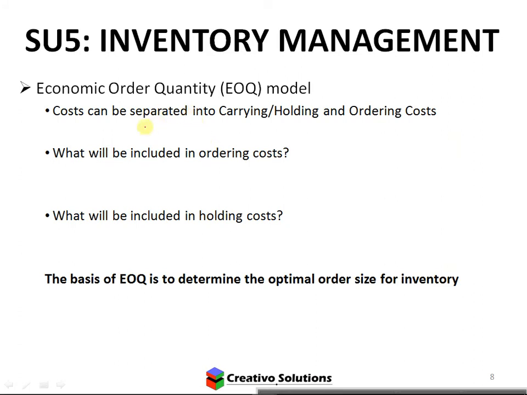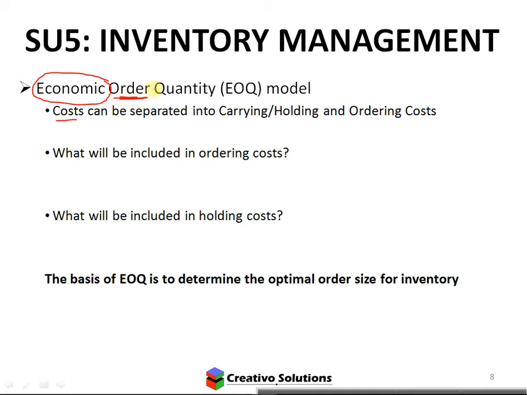So here's the calculation that you need to do. EOQ. What does EOQ stand for? Economic order quantity. What if something is economic? It's economical. It makes business sense. It's almost cost effective. So the economic order quantity is looking at the most cost effective quantity that you should be ordering.